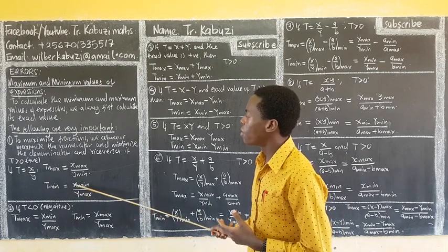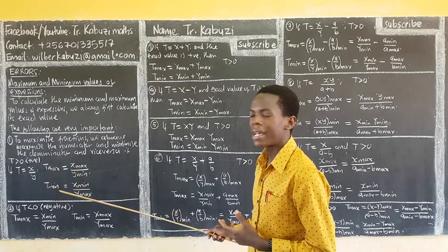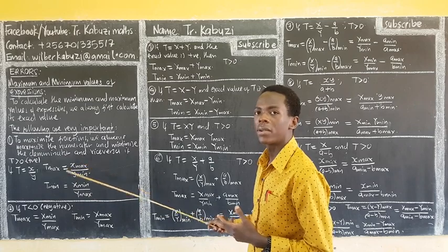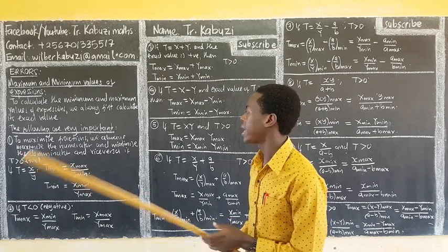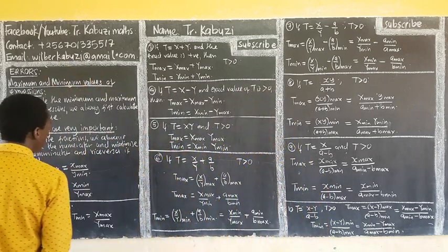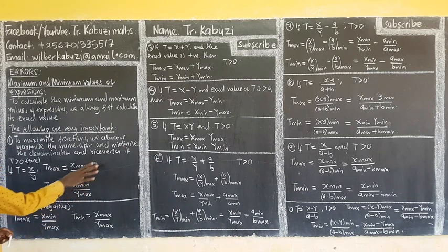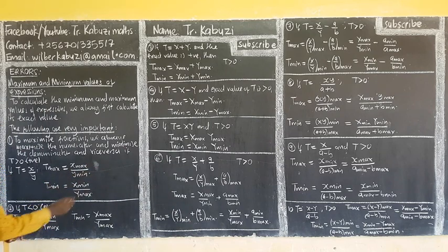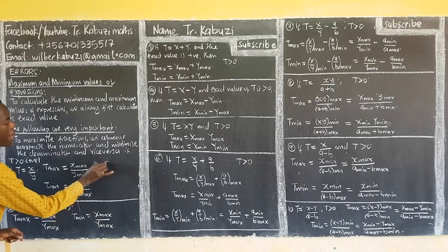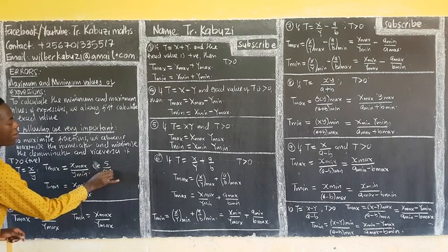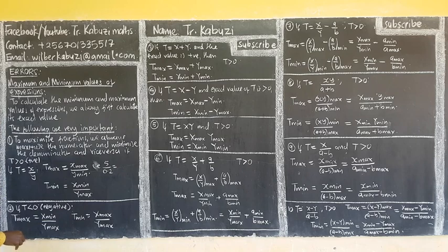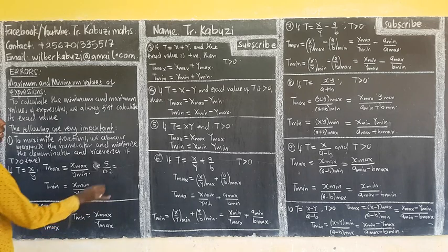We know that when something big is divided by something small, the result is going to be big. Let me give an example. When we have 5 divided by 0.2, the answer we get, when you use your calculator, is 25.